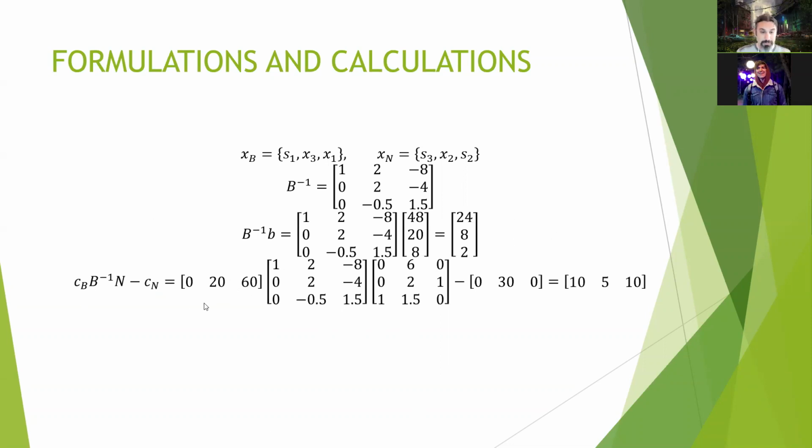Well, still, let's go back. So we have the CB, the coefficients for the basic variables in the objective function, the N, non-basic variable coefficients for the constraint, the Cn, non-basic variables for the objective function, and we have the calculation over here.